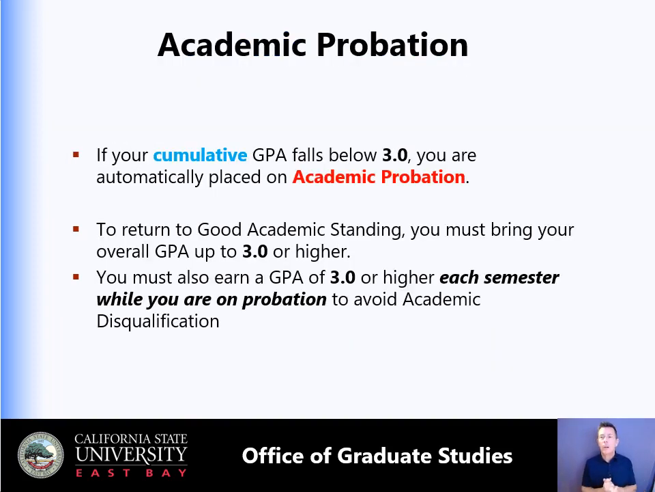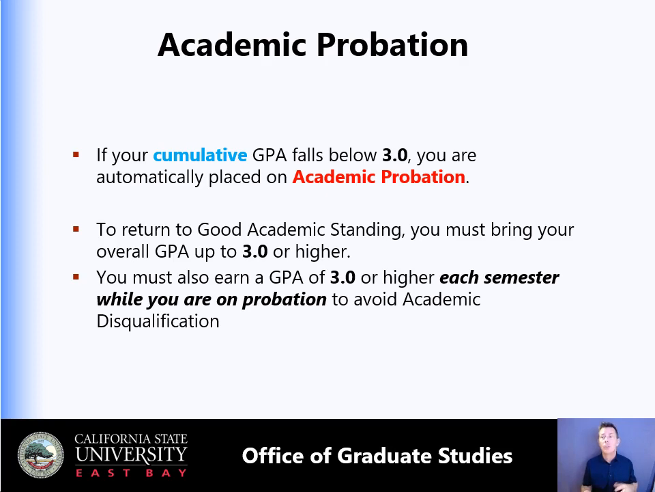All right, we talked already about the fact that a student will be placed on academic probation if their cumulative GPA falls below 3.0. Should this happen, what you need to do is bring your cumulative GPA back up to 3.0 or higher in the next semester. Specifically, you need to earn a term GPA of 3.0 or better each semester while you're on probation.